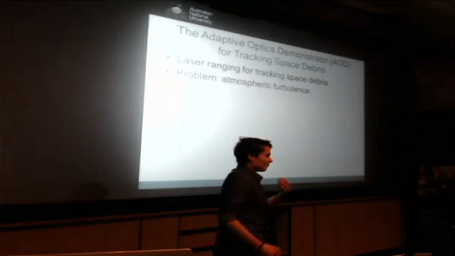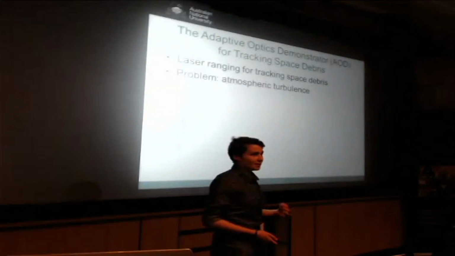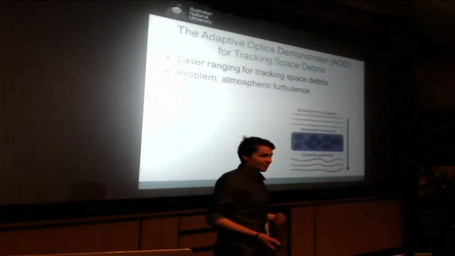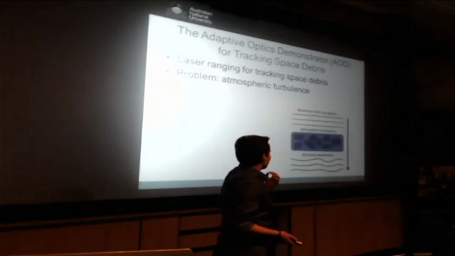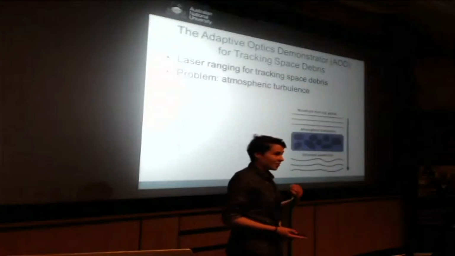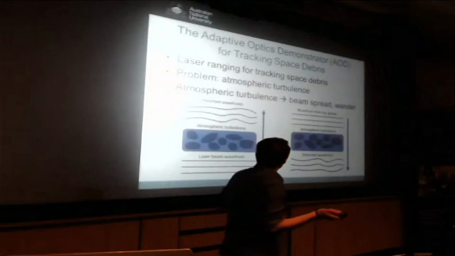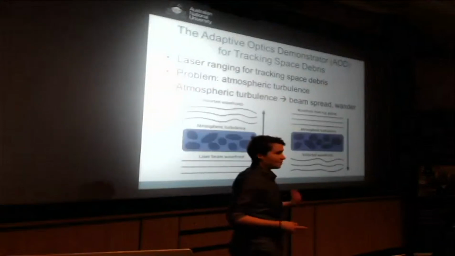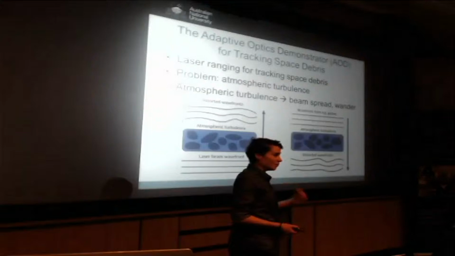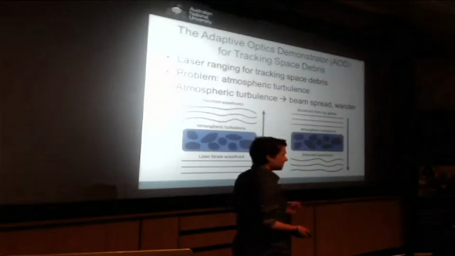However, when we want to propagate any sort of light through the atmosphere, atmospheric turbulence poses a major problem. As the astronomers in the audience probably know, when wavefronts from distant objects such as galaxies propagate through the atmosphere, they become distorted. This leads to great difficulties in imaging. In this application, atmospheric turbulence leads to beam spread and wander in the probing laser beam, thus leading to a loss in tracking precision and accuracy.